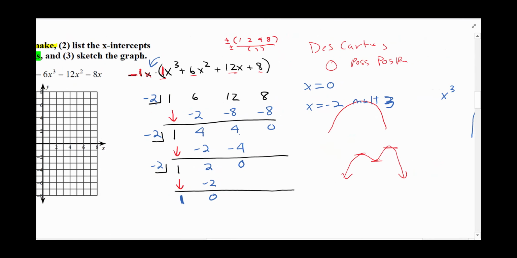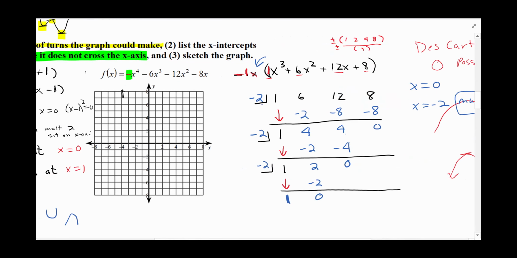So we know that we have x equal to 0 and x equal to -2, but this multiplicity of 3 tells us there will be a cubic shape where x is equal to -2. So I'm going to do something like that. I don't know if that's perfect. And then it also touches at 0. I'm going to maybe draw that a little bit better.